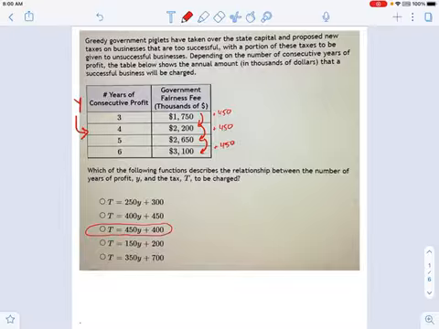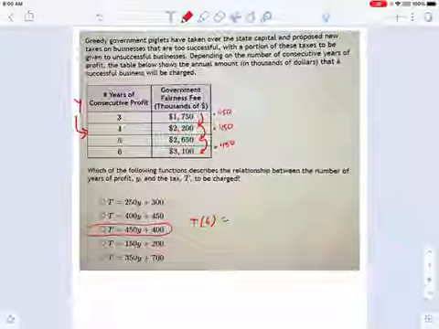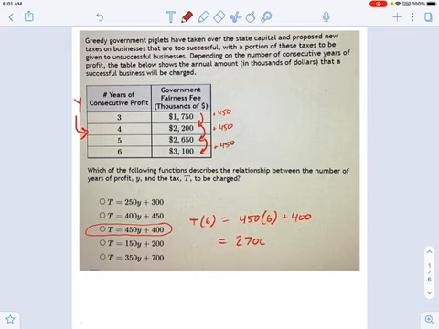But just to double check, once you think you have your equation, I'm going to plug in 6 for this guy. So the tax in year 6 of profitability, let's see, that would be 450 times 6 plus 400. We're getting into high numbers now. I think that's 2,700 plus 400. Okay, yeah, that's $3,100.